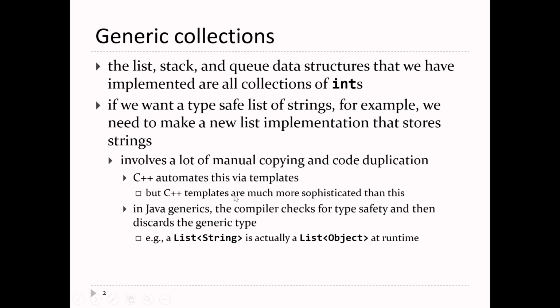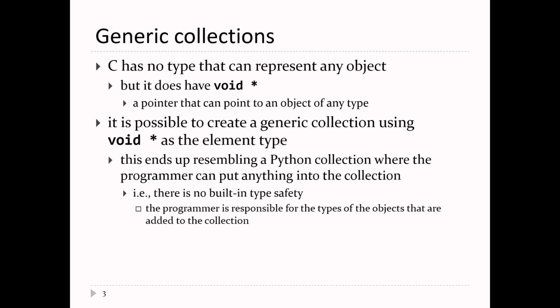In C++, the template mechanism is actually a lot more sophisticated than just automatically copying and duplicating code. In C++, the template language is actually its own language. So you can actually do something called template metaprogramming. You can program in C++ using the template mechanism, which is very bizarre.